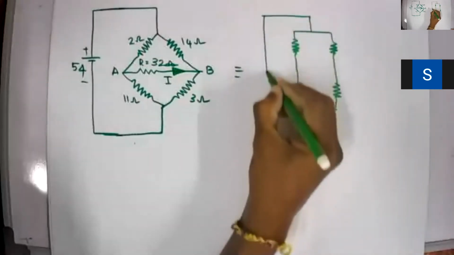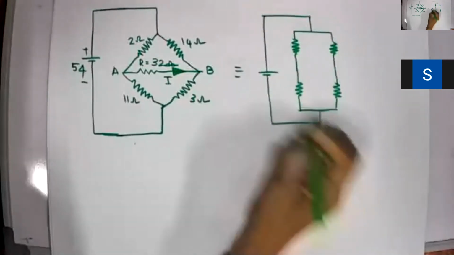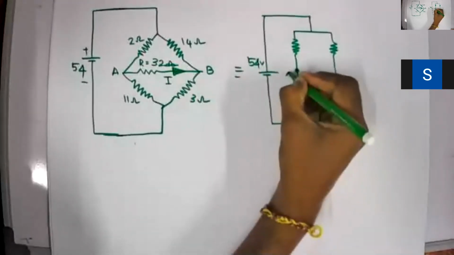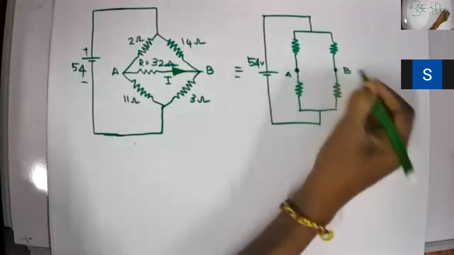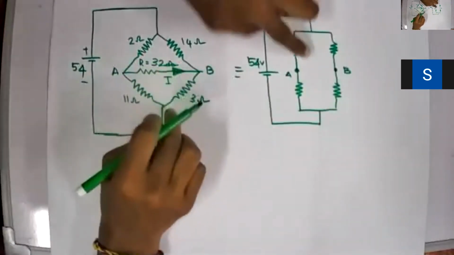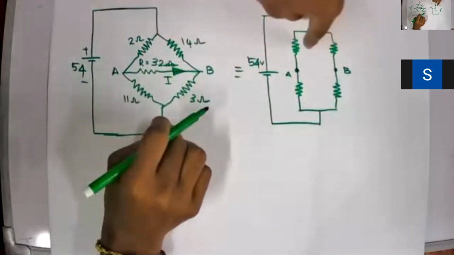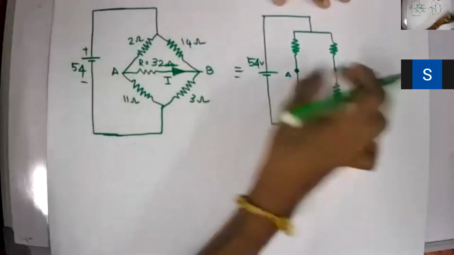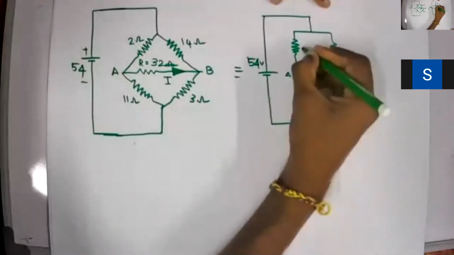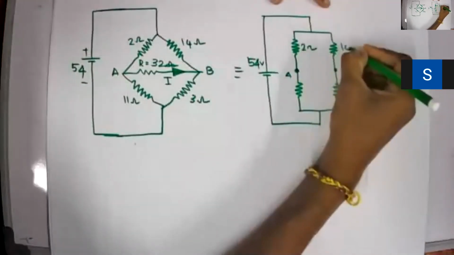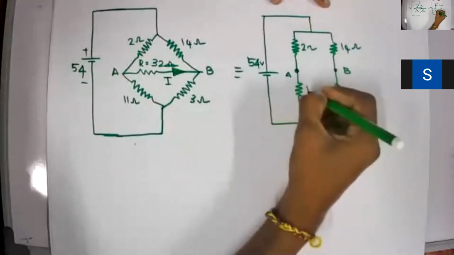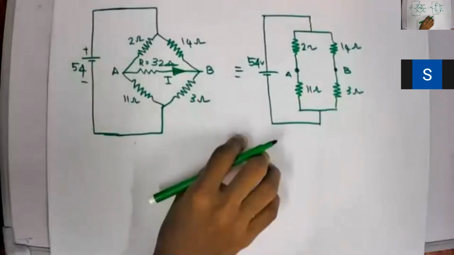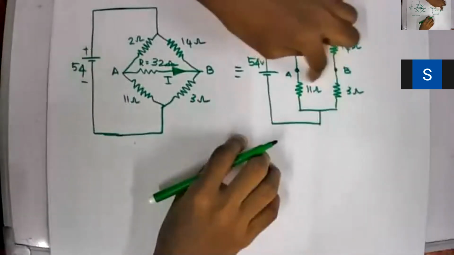Right, so this is connected to that battery, which is 54 volts, and then this will be my A, and this will be my B, where this 32 ohm resistor is connected. But when we are applying Thevenin's theorem, that needs to be removed, right? So that's why it is removed. Okay, I'll mark it as 2 ohm, 14 ohms, 11 ohms, 3 ohms. Right, 2, 14, 11 and 3.